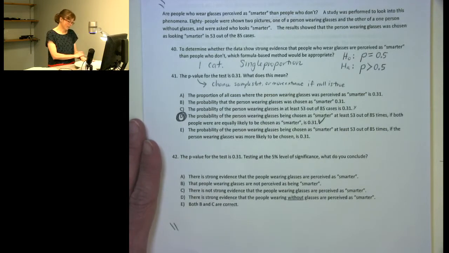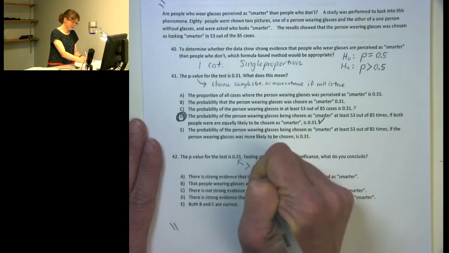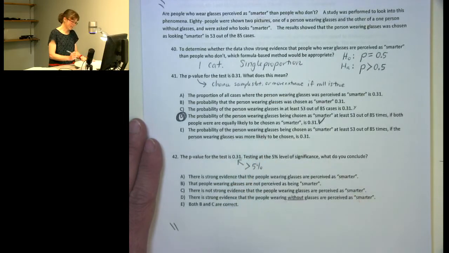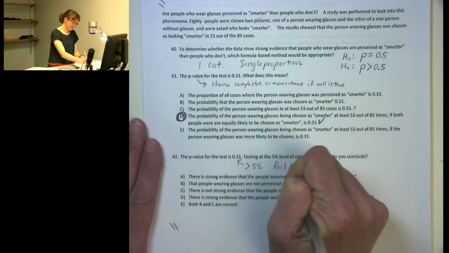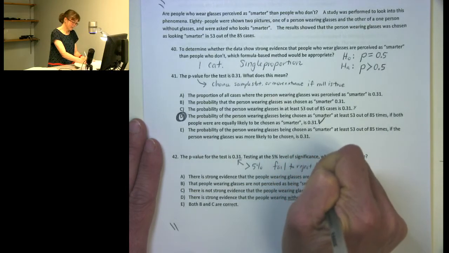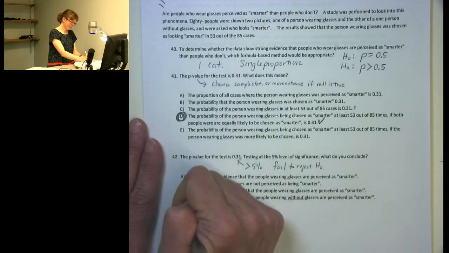And then question 42, which is the last one on this set. If the p-value is 0.31, testing at the 5% level of significance, what would we conclude? So since this p-value is greater than our 5% level of significance, we would fail to reject the null hypothesis, which means that there is not strong evidence that people wearing glasses are perceived as smarter.